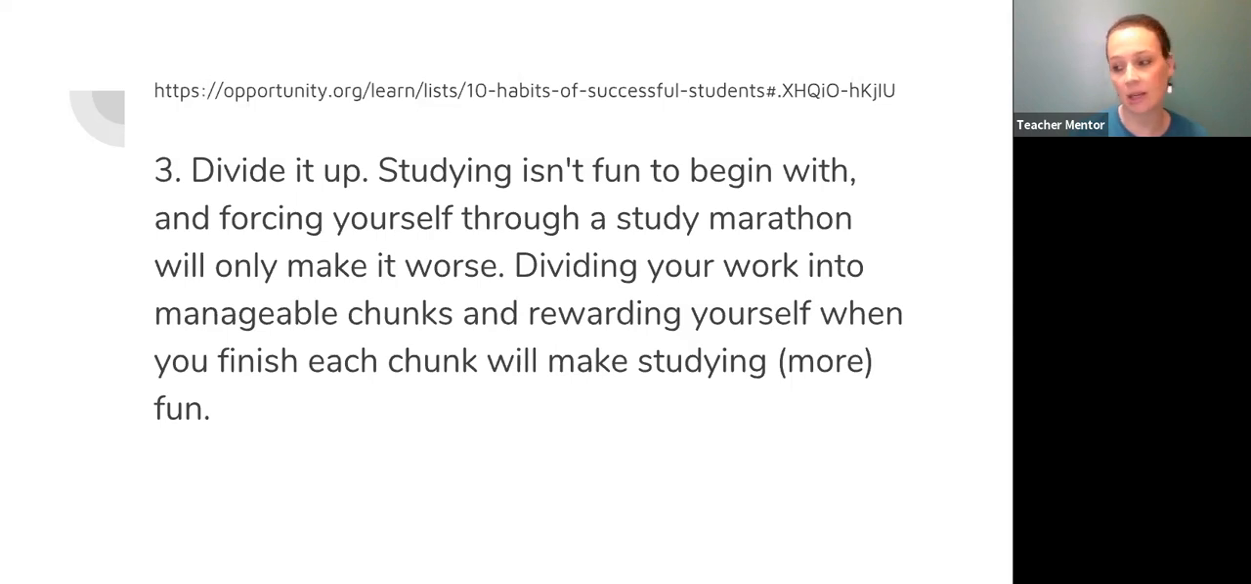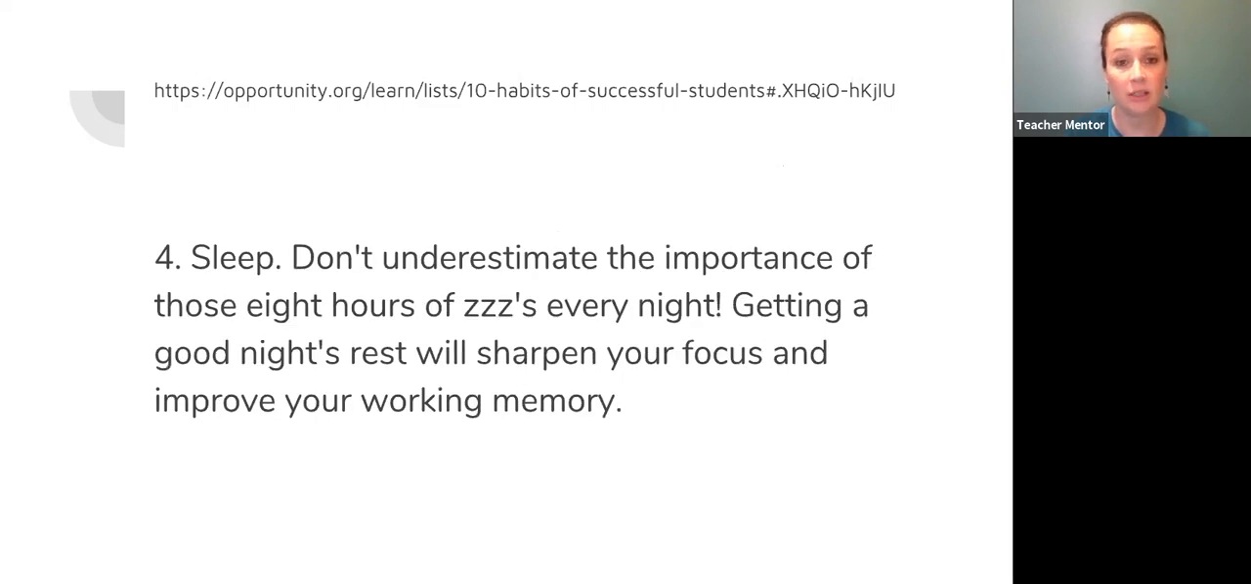Divide it up. Study for a half hour, then go walk around the house for 10 minutes. Or study for a half hour, go switch out the laundry, fold the clothes, do some dishes, okay? I know those aren't fun things either, but they will help you break up the time so you're not just sitting there studying.